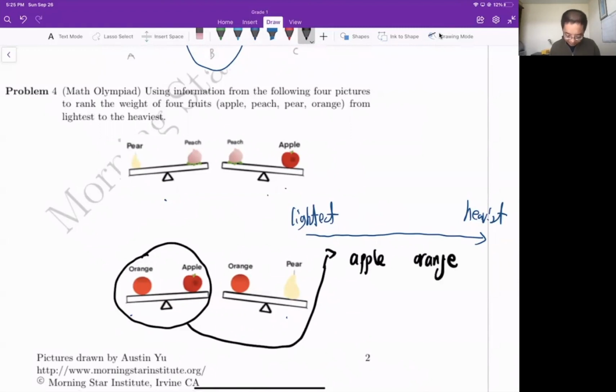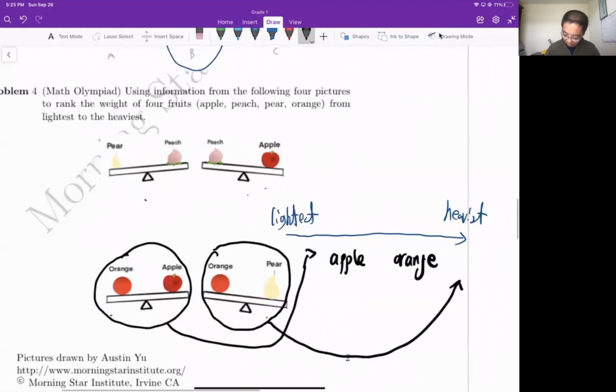Okay, and then let's look at orange. This picture tells me orange is lighter than pear because pear goes down. All right, so then I know the pear is after orange.